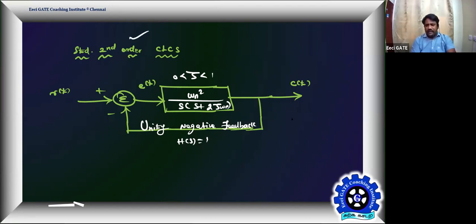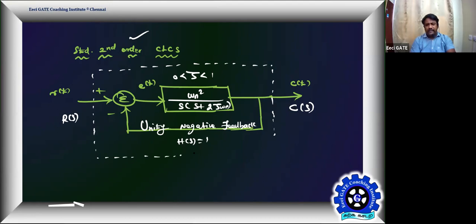Can you tell me what is the transfer function? Output is C of s, input is R of s. Can you convert this into a single box? And its transfer function is C of s by R of s. Already you know H of s equal to 1, and G of s is given, so you know how to find the transfer function. Therefore, C of s by R of s for a negative feedback system, as per the negative feedback theory, is G of s by 1 plus G of s into H of s.